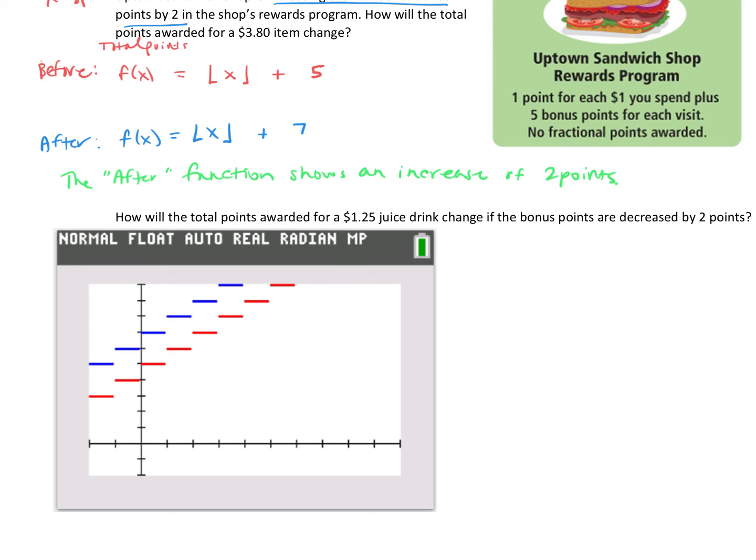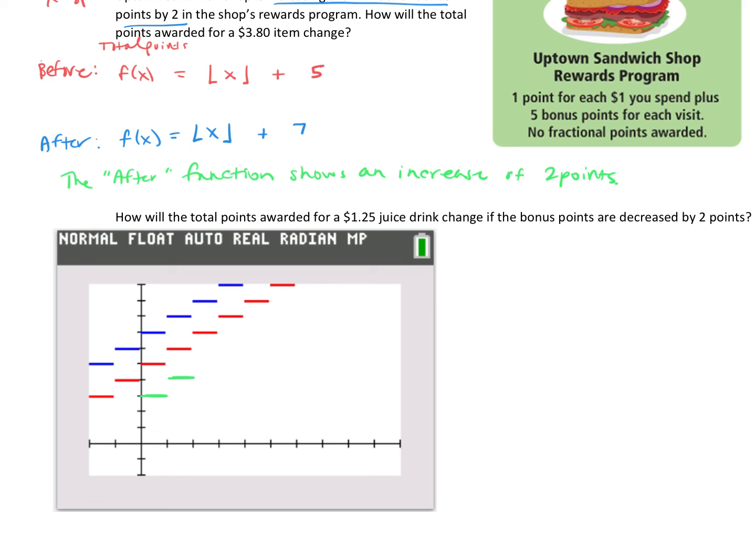before. A follow-up question: how will the total points awarded for a $1.25 juice drink change if the bonus points are decreased by 2 points? So following the logic of what happened last time, we can kind of picture, if we were here at 1, 2, 3, 4, 5 points for this dollar amount between 0 and $1, that's going to decrease by 2 points. So that would put us right here. And then our next one here would decrease by 2 points, putting us right here.